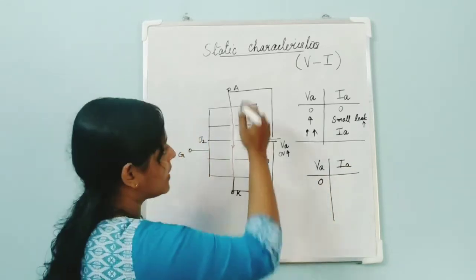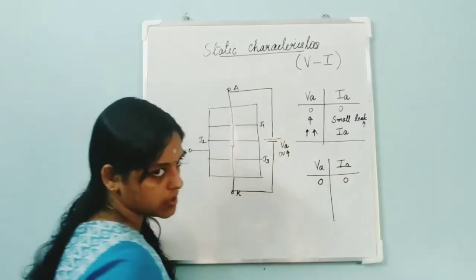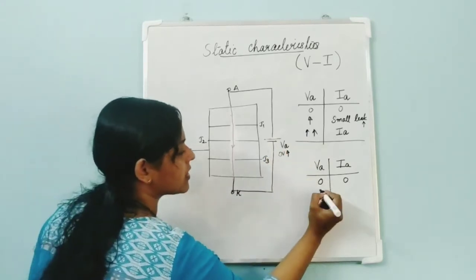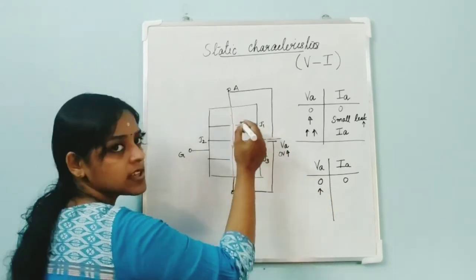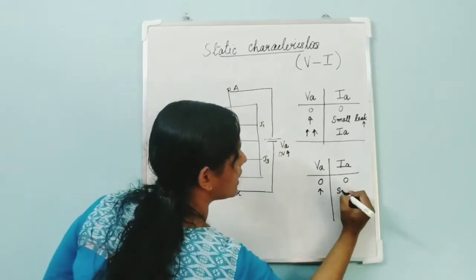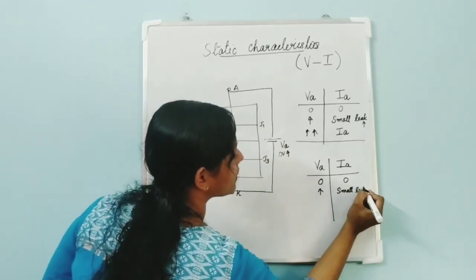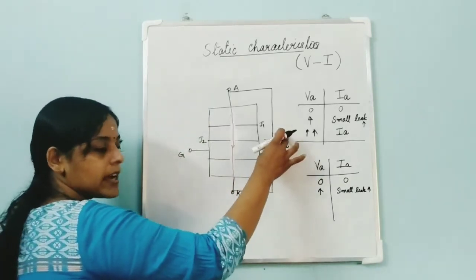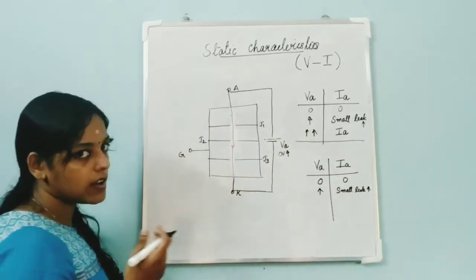Voltage is 0. What happened to the current? Current is also 0. Okay. Now I have gradually increased the voltage. What happens? As usual, a small leakage current will flow. So as I increase the applied voltage, the leakage current also increases.